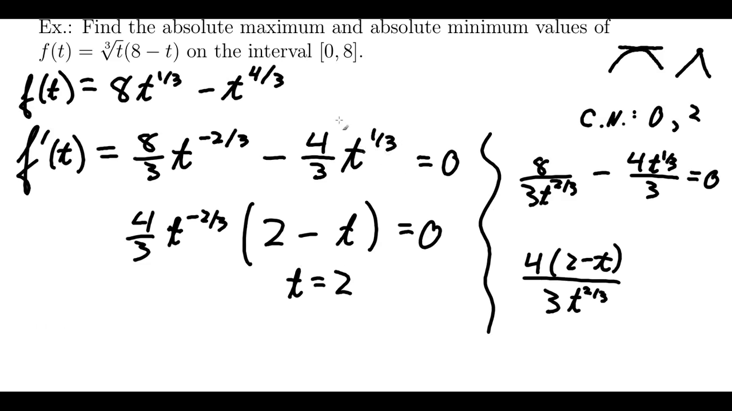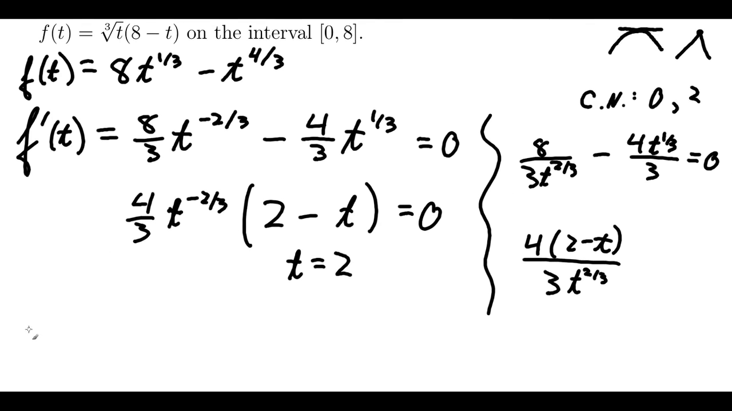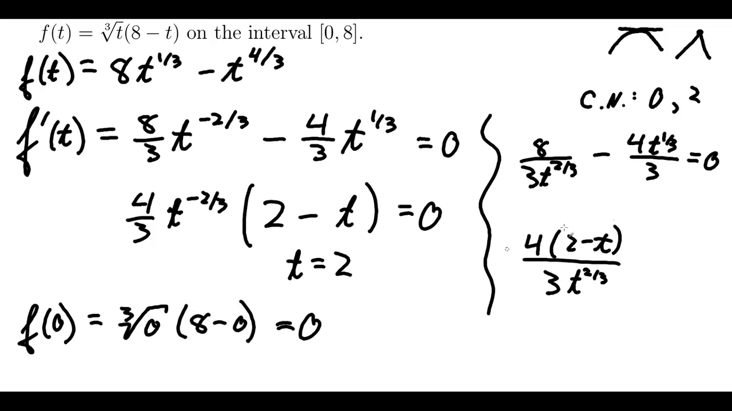So we need to evaluate our function at 0, 2, and 8. I'm running out of space. Let's see if I can fit that all onto there. So f of 0, we have the cube root of 0 times 8 minus 0. That is going to be 0 times 8, which equals 0.